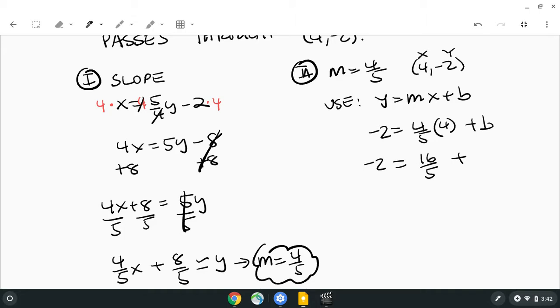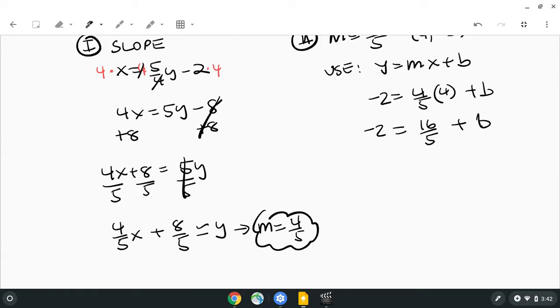Where's my b? Okay. Let me scroll up a little. Okay, so at this point, if you're comfortable with working with fractions, then just go ahead and minus 16/5 on both sides. If you're not comfortable with fractions, then you could clear your fraction by multiplying everything by 5, okay? Or you can always use a calculator, okay?